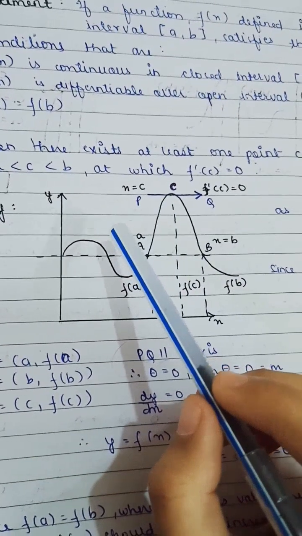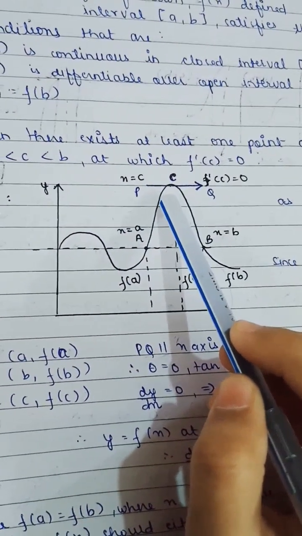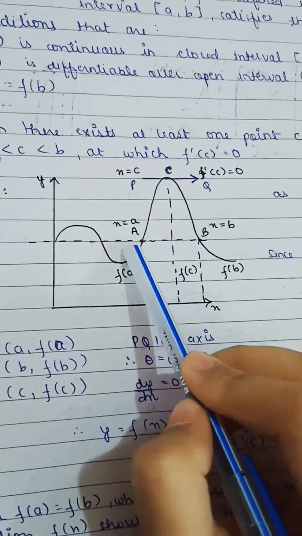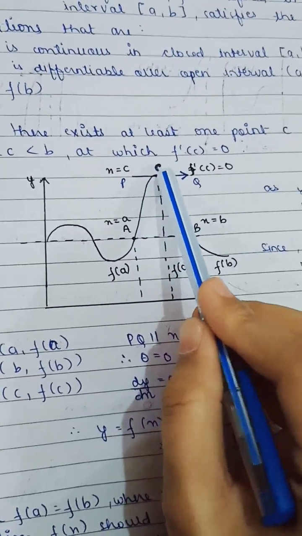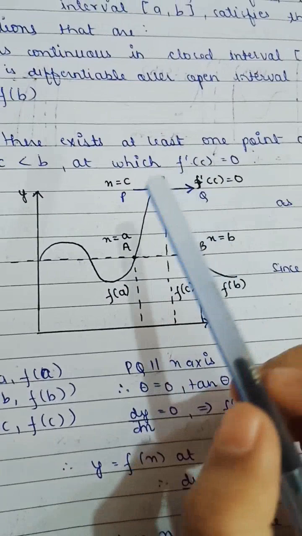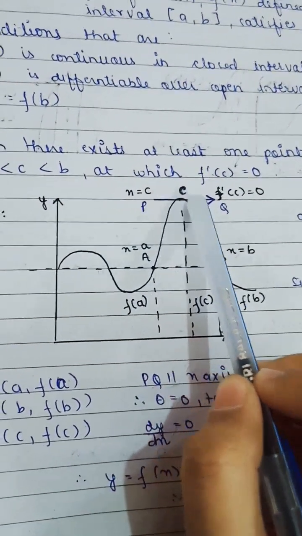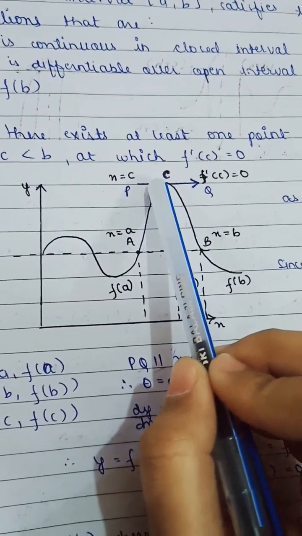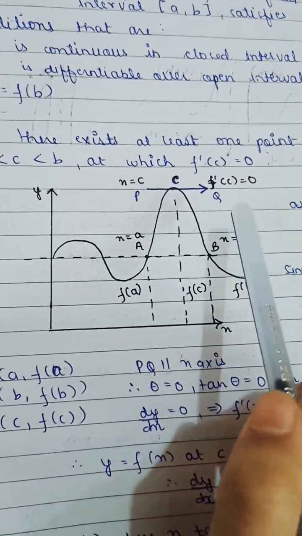Now we can say that if we are having a point C here, and when we move from point A towards C, the graph tends to increase, as we can see here. But if we move from point C towards point B and thereafter, the graph tends to decrease if we take a value of x greater than c.